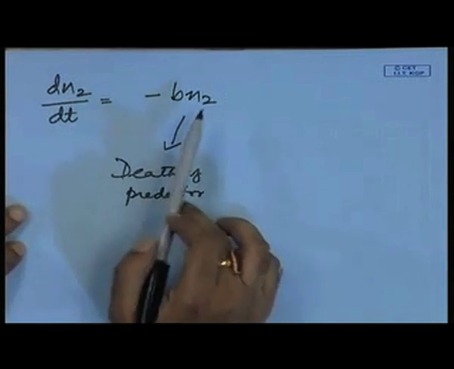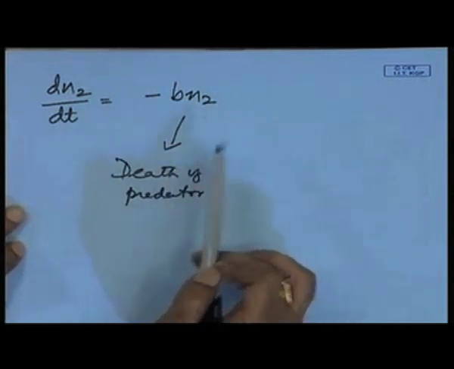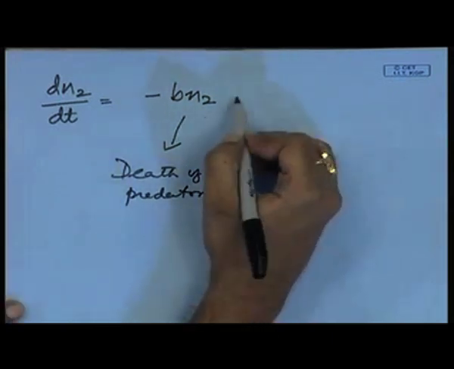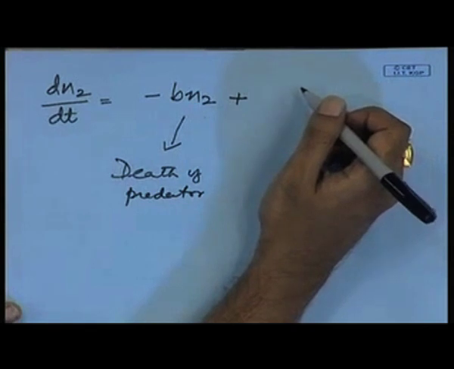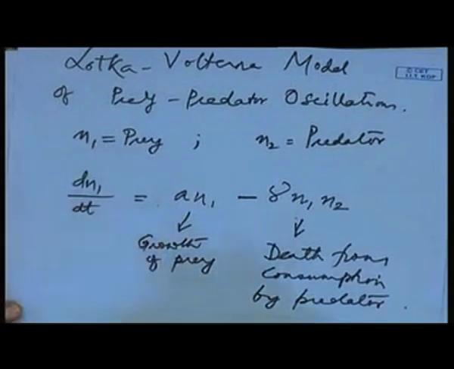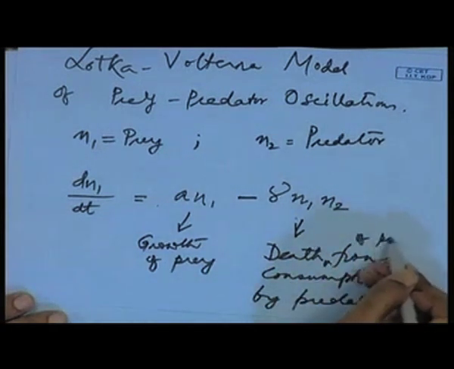Why is it independent of the prey? Because the death of the predator has nothing to do with the prey in general. It has to do with the fact that predators are dying naturally, plus the birth of predator. Remember, we had the death of prey from consumption by predator.